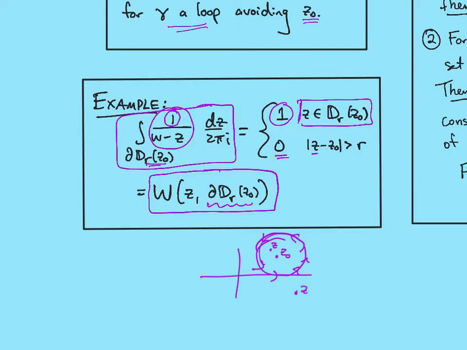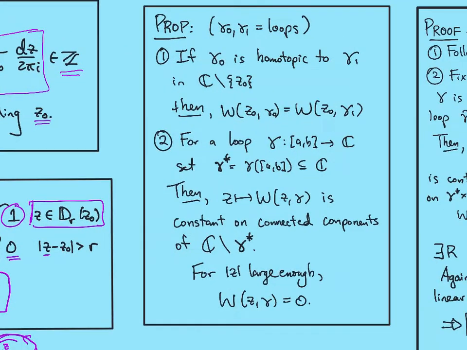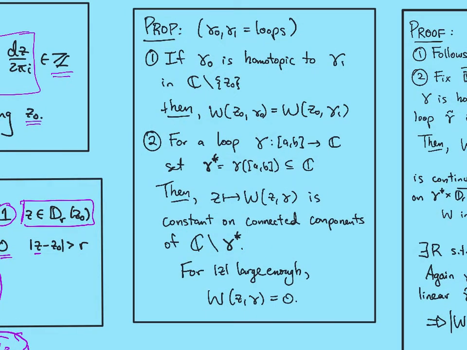Now let's look at some basic properties of winding numbers. So let's say I have 2 loops and they avoid the point z0. If gamma naught is homotopic to gamma 1 inside the plane minus z0, then by our homotopy theorem, the winding numbers have to be the same.